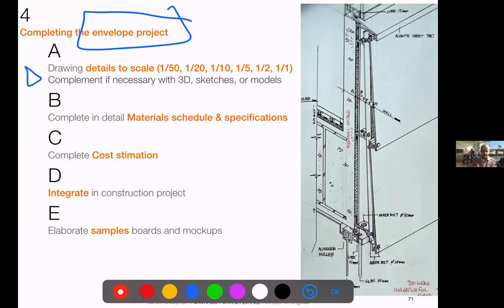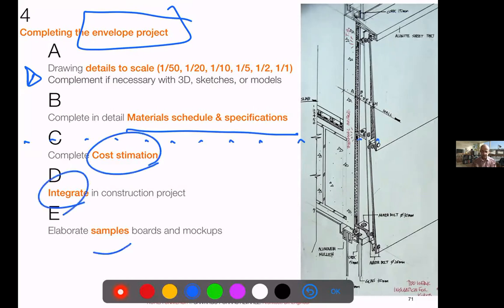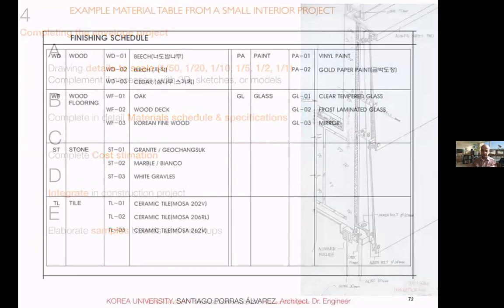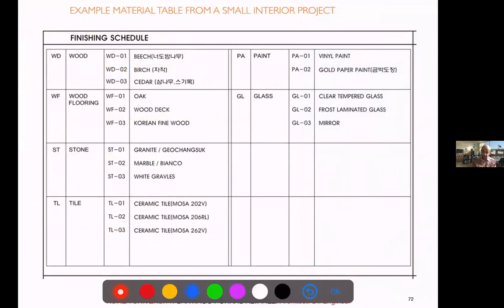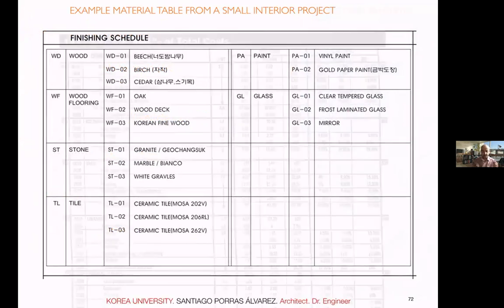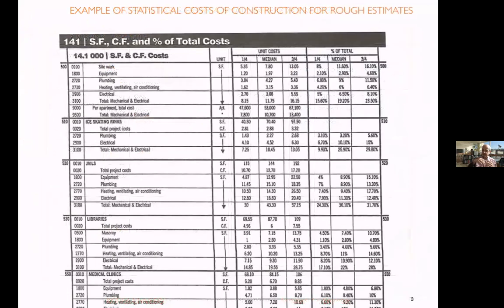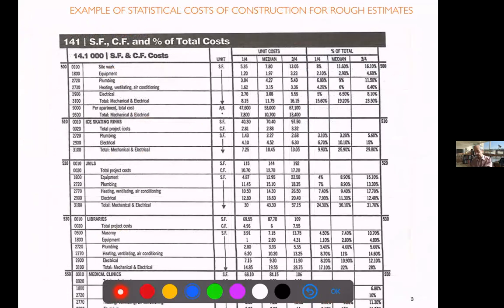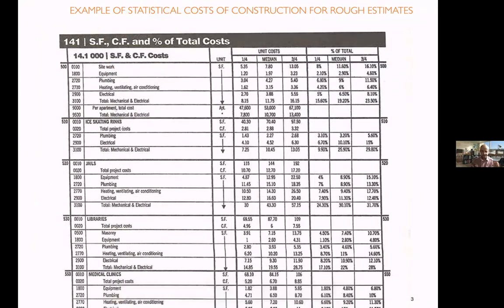So you have to complete the details to complete the full definition of materials. Again, school work ends here, right? But you have to make a cost estimation, integrate it in the project, and then sample boards and so on. This is students' designs. This is an example of a material table or schedule in a simple project. We'll comment on that in the interior lecture. And this is an example of the published statistics of cost of construction, which helps. This is published in every country in their own way. So you would have an estimation of how much your building might cost related to what people are building in the same kind of typology.